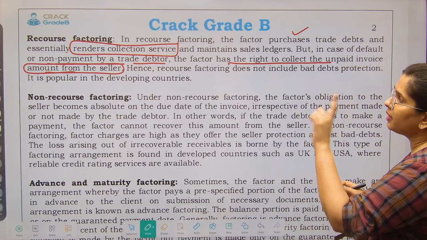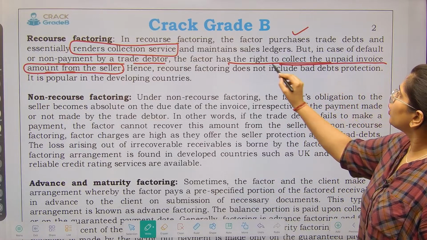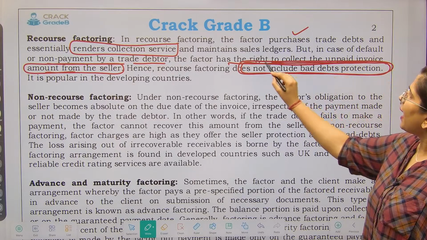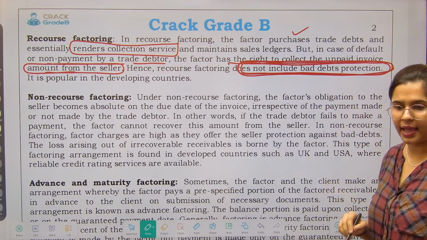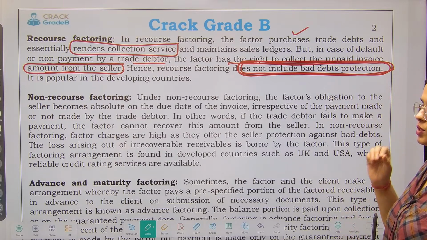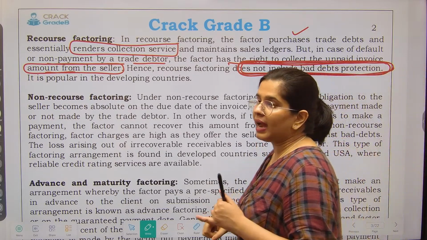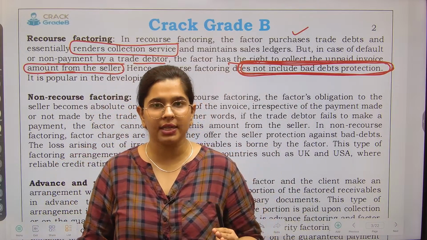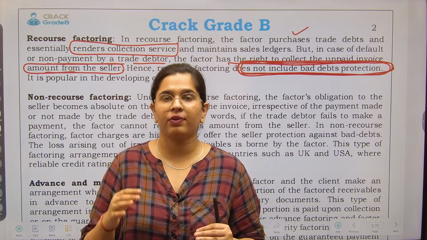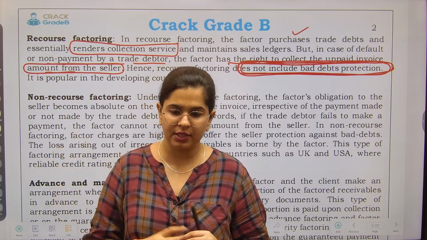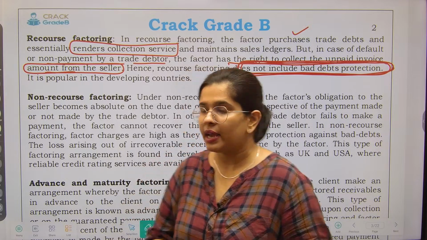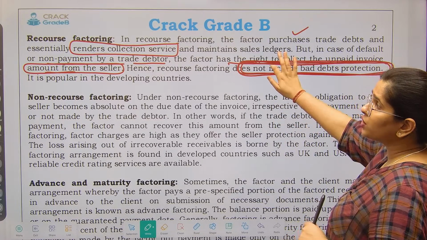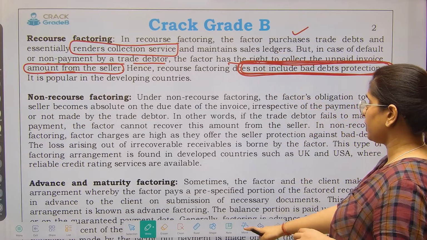This means under recourse factoring, there is no bad debt protection. Okay, bad debt protection is not there. Please remember this: there is no bad debt protection if bad debts happen. Bad debts means if the debtor does not pay, in such a case the liability or the risk will fall on the seller. Okay, on whom will it fall? On the seller. Now let's talk about non-recourse factoring. Now this kind of recourse factoring is popular in the developing countries.